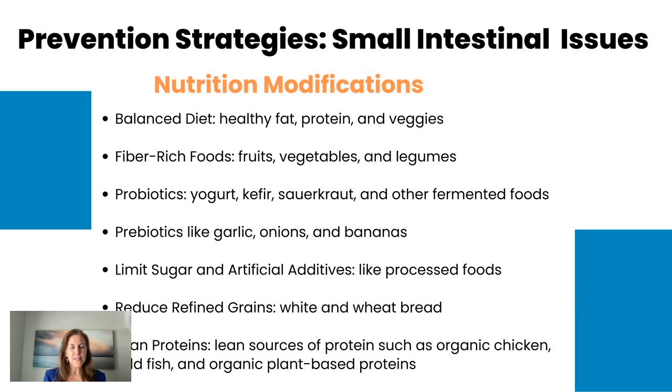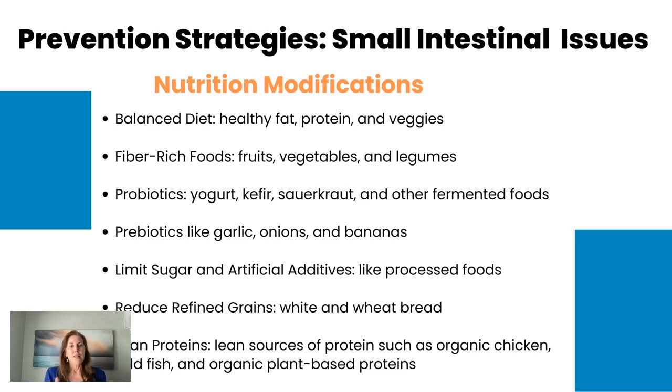That's beans, legumes, fruits. Probiotics are the good bacteria in our gut. And we can get those from yogurt, kefir, sauerkraut, and other fermented foods. Prebiotics are the foods that we take in that feed the good bacteria. Garlic, onions, bananas, lots and lots of different things.